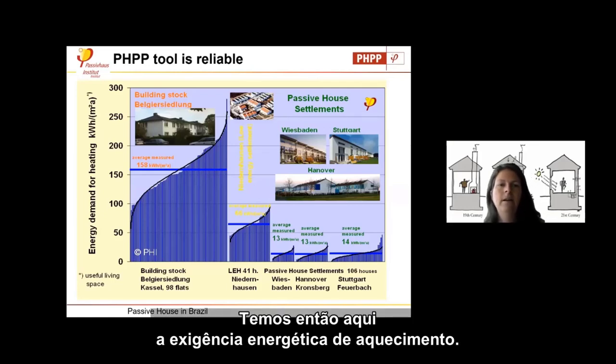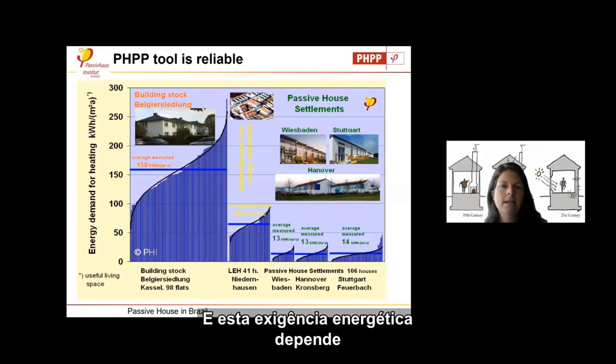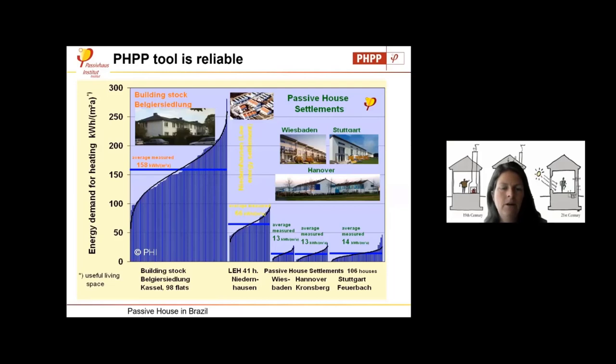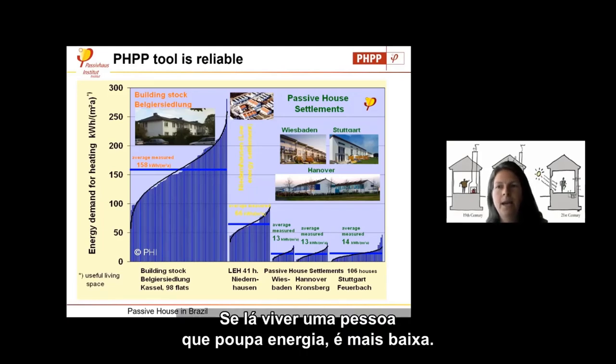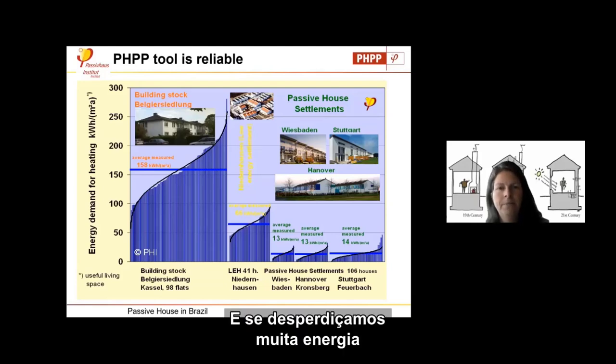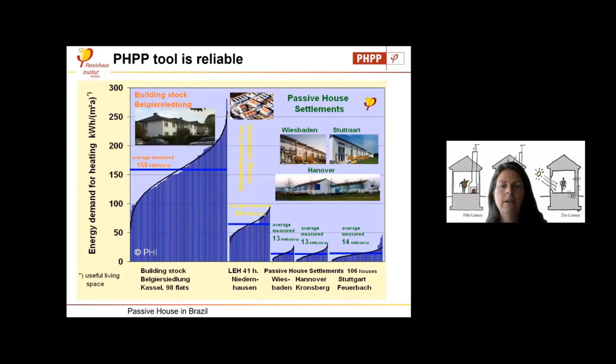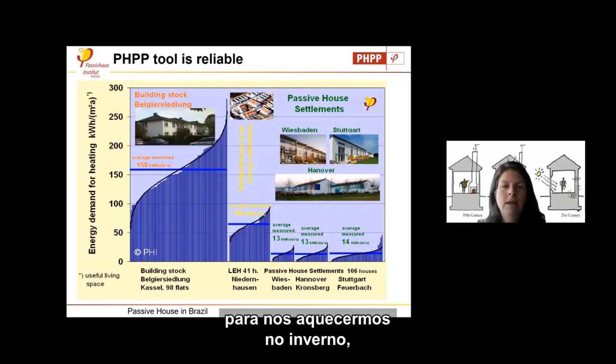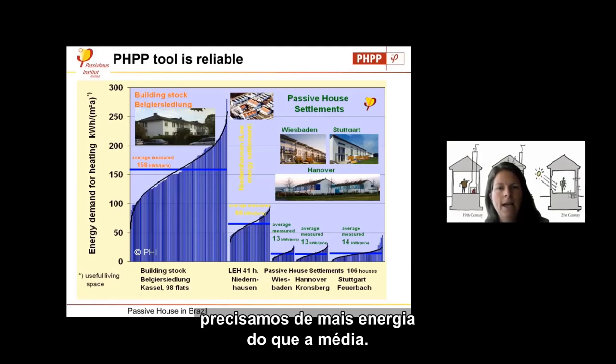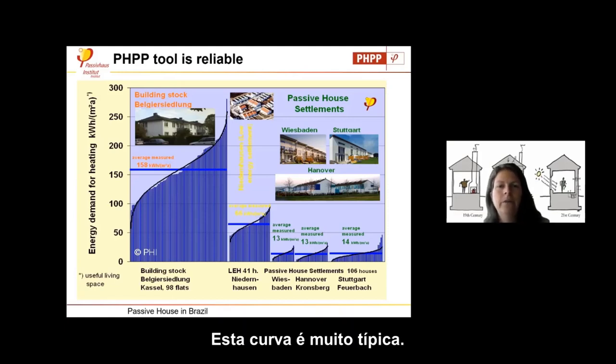So we have here the energy demand for heating, and this energy demand, depending on the persons living in the buildings, is lower if a very energy saving person is living there, or if we waste a lot of energy, or if we need more heat in winter to keep us warm, then we need more energy than the average. So this curve is very typical.